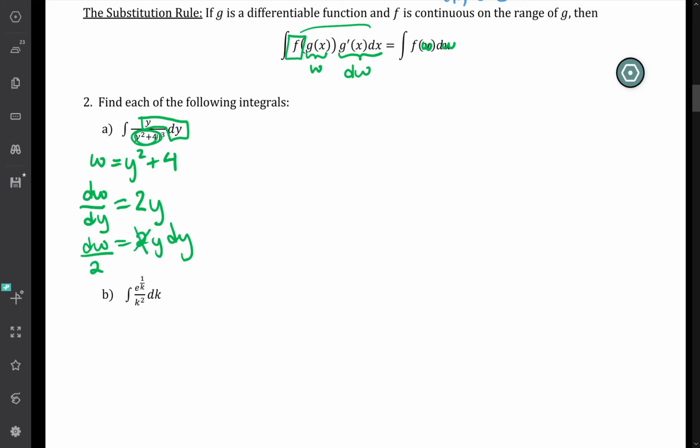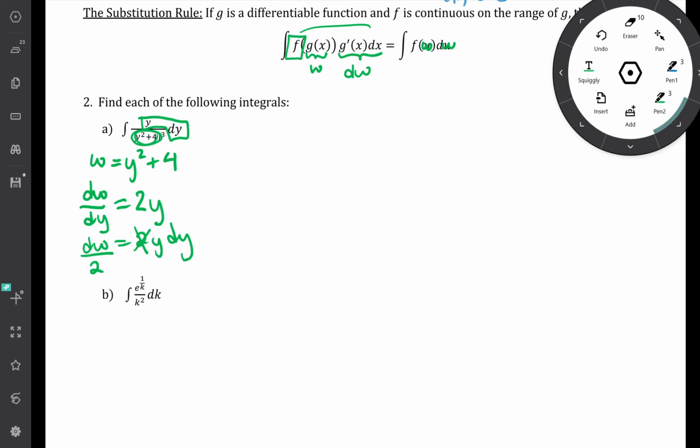And then you just need to take these statements really, really literally. So I am saying that y squared plus 4 is exactly the same as w. So I can replace that in the bottom. I am also saying that y dy down here is exactly the same as dw over 2, so I can replace that y dy by dw over 2. Don't forget that w cubed doesn't get to come out of the denominator just because we've substituted out the numerator.